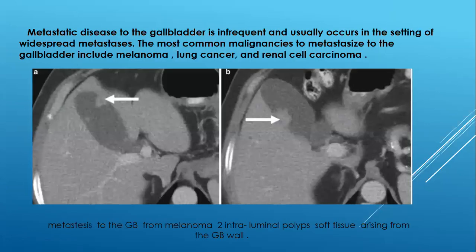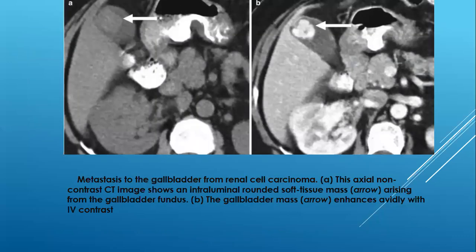Metastatic disease to the gallbladder is infrequent and usually occurs in the setting of widespread metastasis. The most common malignancies metastasizing to the gallbladder include melanoma, lung cancer, and renal cell carcinoma. This gallbladder is from melanoma, where we see an intraluminal polyp of soft tissue arising from the gallbladder wall. Now we come to metastasis to the gallbladder from RCC: the axial non-contrast image shows an intraluminal soft tissue mass arising from the gallbladder fundus. The second image, the contrast one, shows avid enhancement.